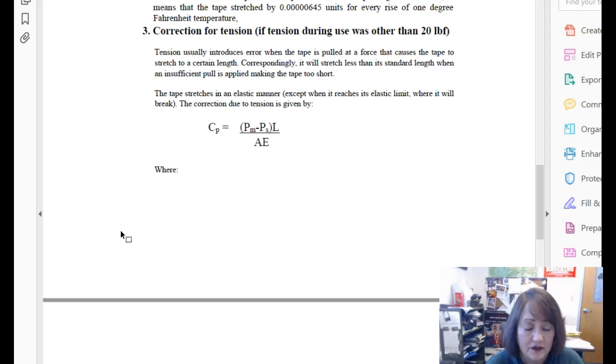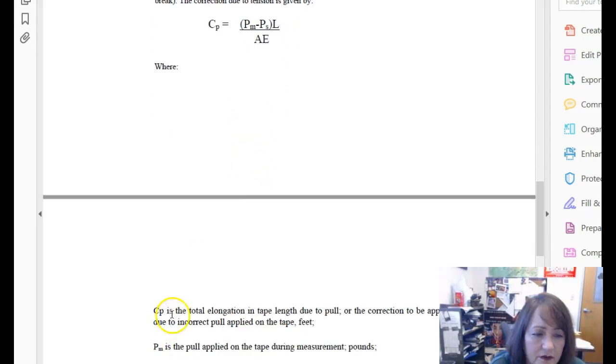So we have to have a correction for pull. Now this is different than a correction for sag, which we're going to talk about in just a moment. Sag is kind of one of the harder ones to figure out, but it's not that difficult. You'll be fine. But basically the correction for pull just has to do with the elasticity of the tape. So the correction for pull is equal to (PM minus PS) times L over AE. And let's define all of those variables.